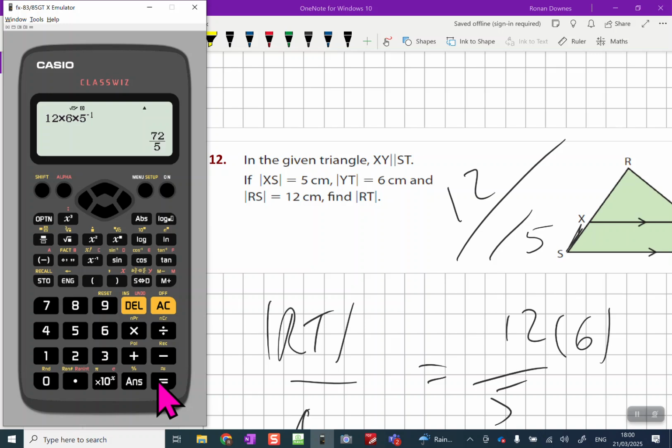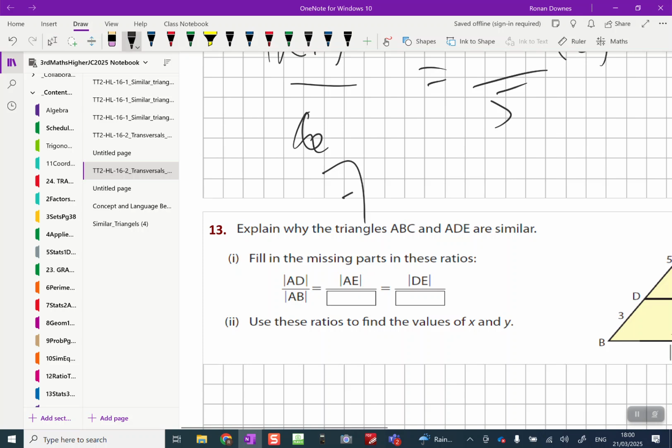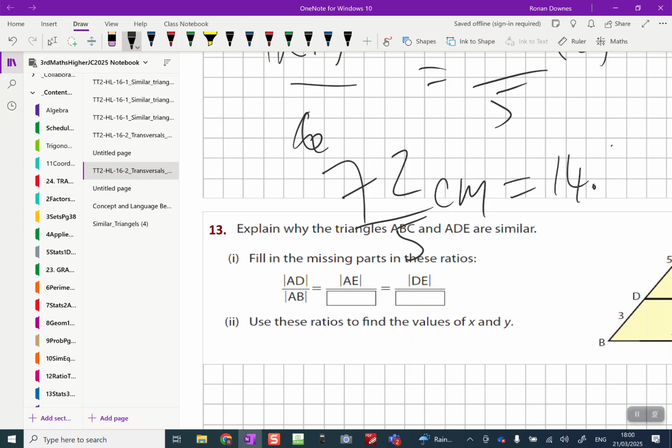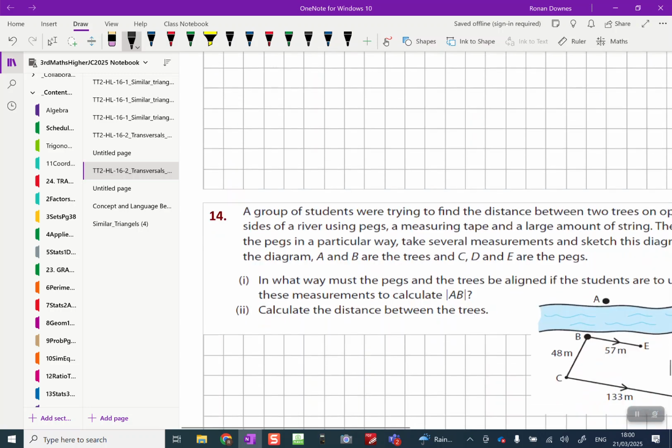If you want, and if you can't help yourself, knock yourself out, make it decimal, with a shift equals, but you don't have to. 14.4. Both equally correct. Driving on. We're going to question, no we're not, we're done.